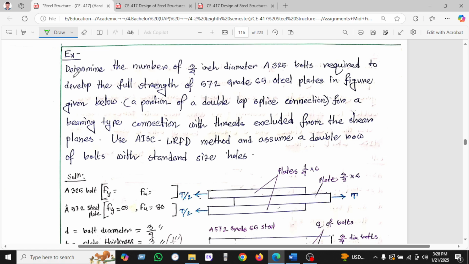So let's see another example. Determine the number of 3/4 inch diameter A325 bolts required to develop the full strength of a A572 grade 65 steel plate in the figure given below. A portion of the double lap splice connection is a bearing plate connection with the threads excluded from the shearing plane. Use the AISC LRFD method, and assume a double row of bolts with standard size holes.